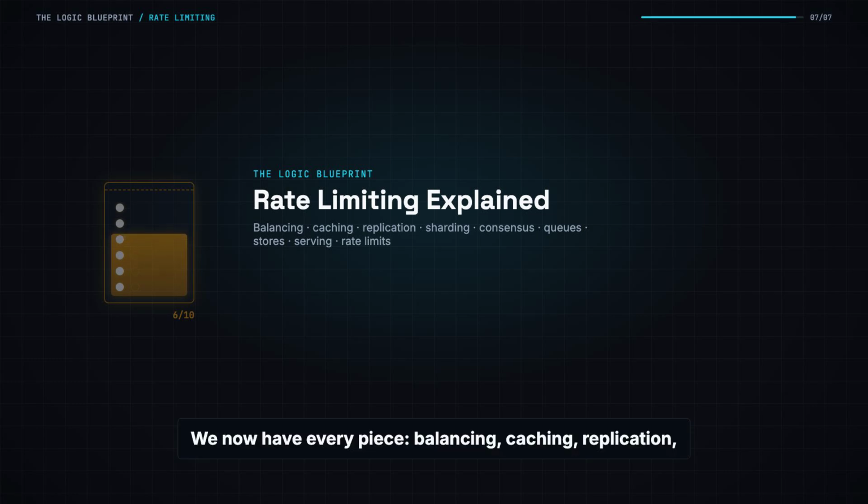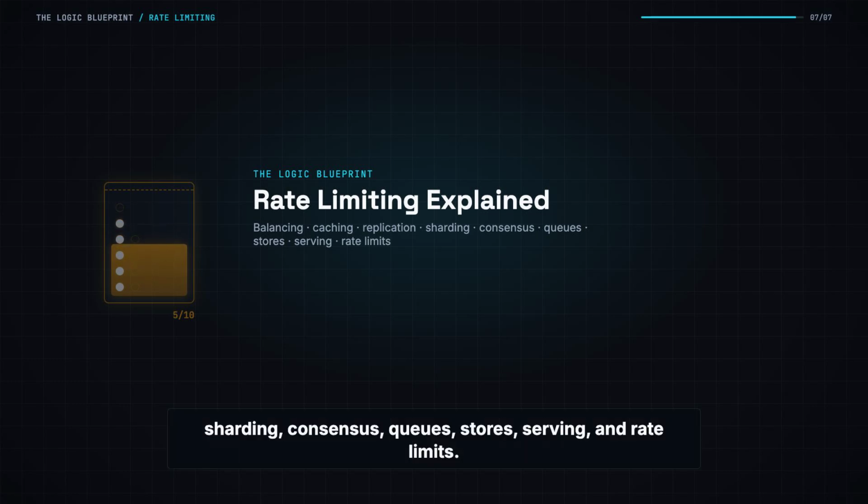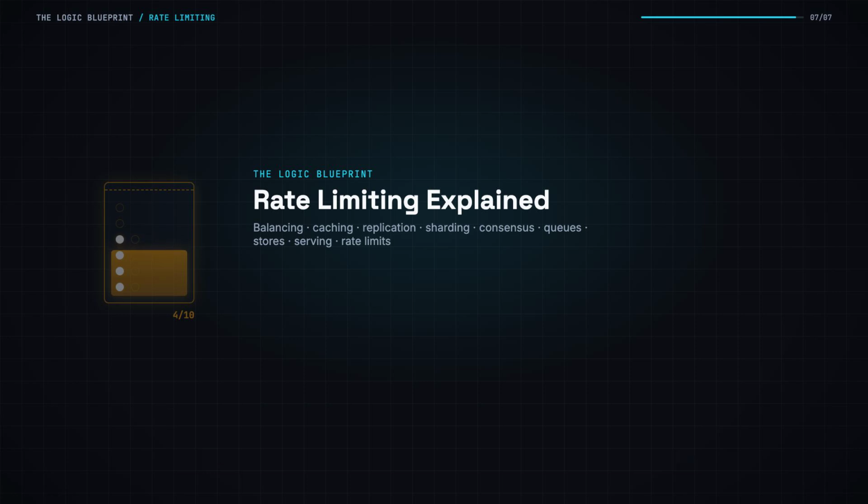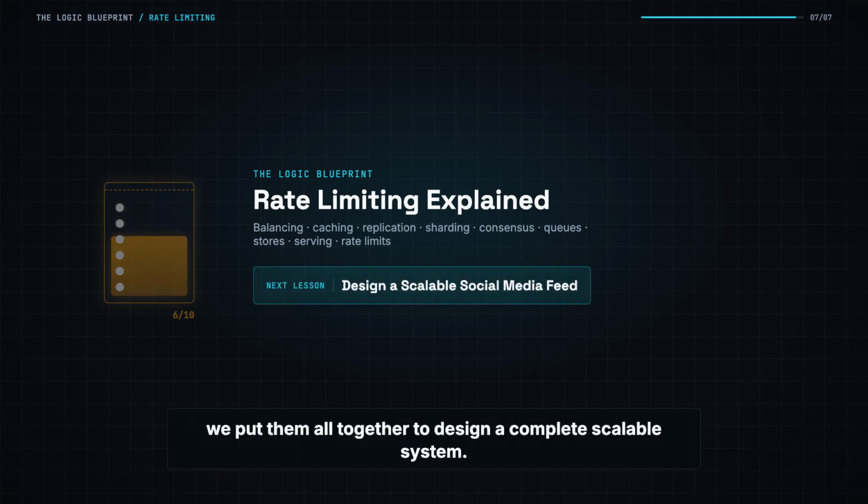We now have every piece: balancing, caching, replication, sharding, consensus, queues, stores, serving, and rate limits. In the next lesson, we put them all together to design a complete scalable system.